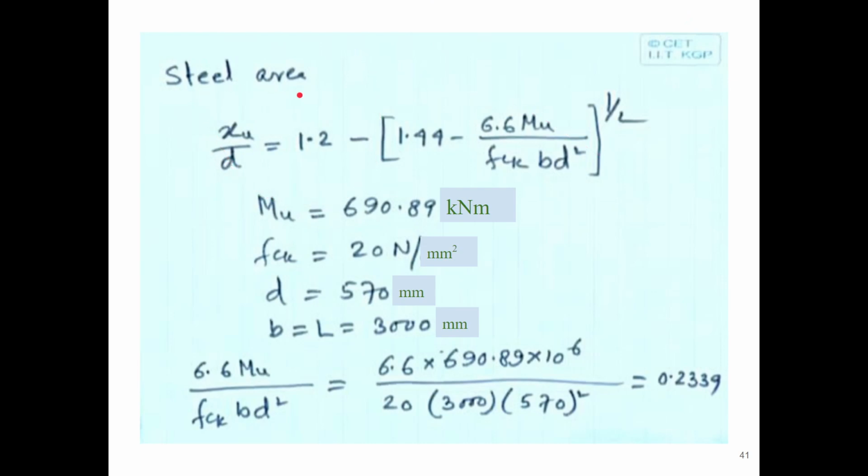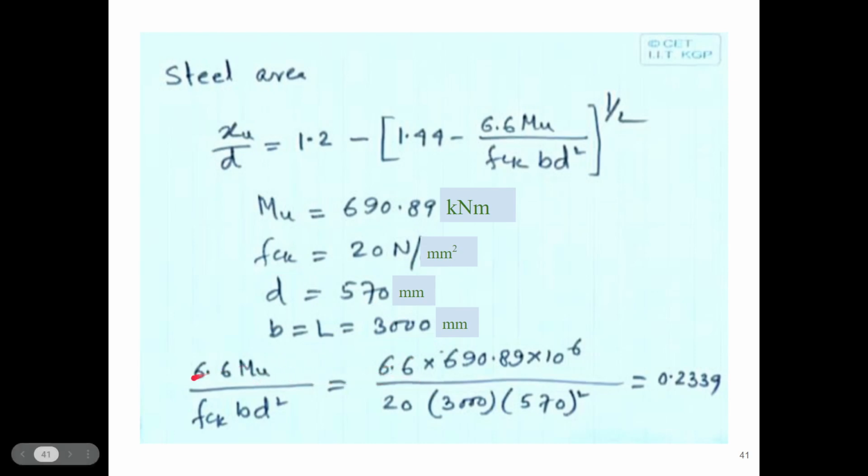Now let us see the amount of steel that will be required, that is the steel reinforcement required for the footing, basically the tensile steel reinforcement. So xu by d value we know is equal to 1.2 minus (1.44 minus 6.6 Mu by fck b d square) whole to the power half. And Mu value is 690.89 kilonewton meter, fck value is 20 megapascal, d value is 570 millimeter, b and L is 3000 millimeter.